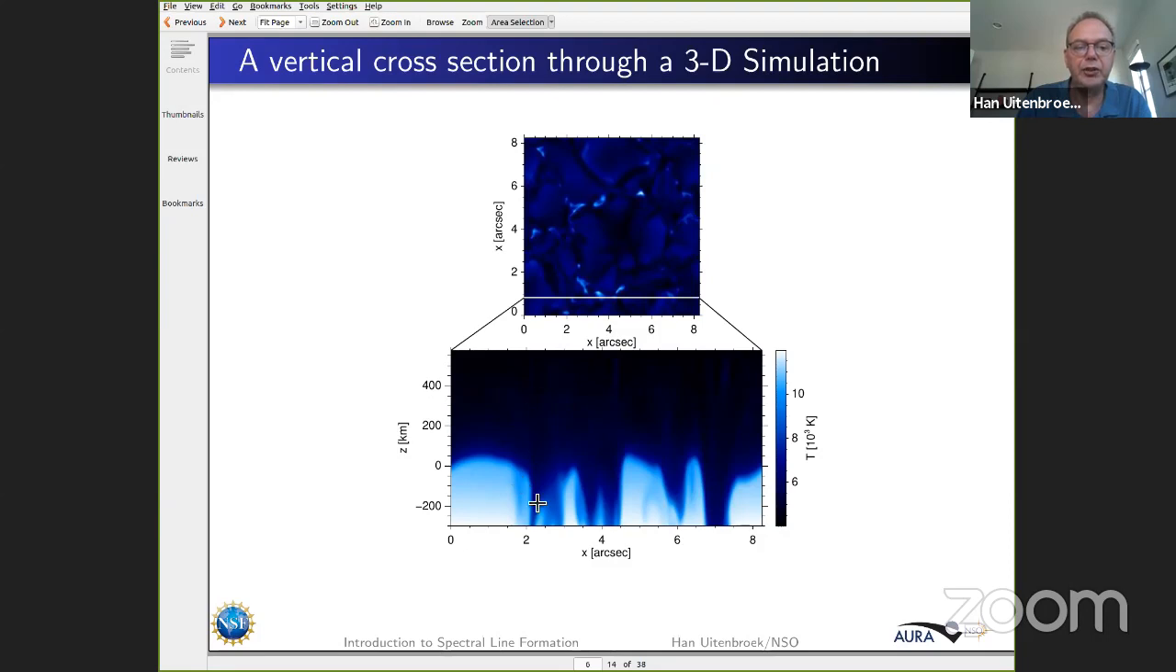This variation may be several hundred kilometers in the photosphere. So when I talk about the formation height, this is kind of an average over the surface, not a specific height in the atmosphere.